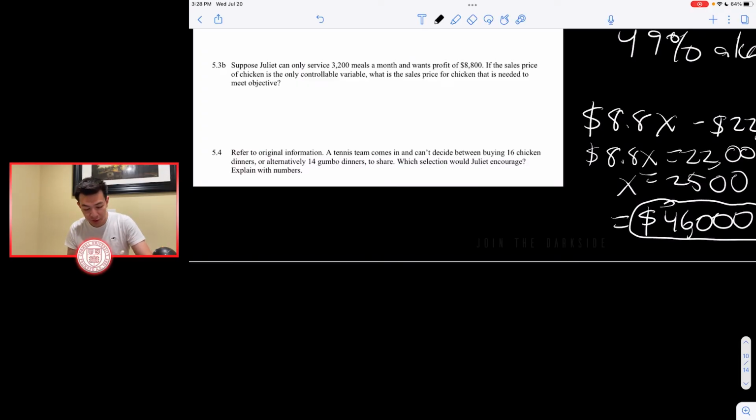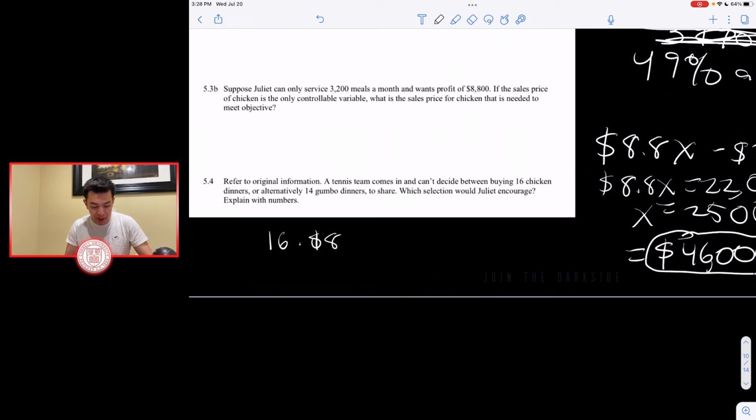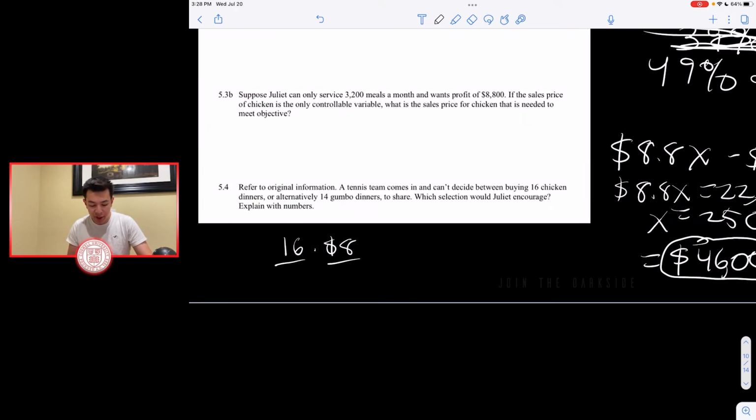So if we do 16 times 8, which I believe is the CM, right? We're taking the number of meals times CM, because CM is what ultimately contributes to profit. It's taking into account variable costs. And what we get there is 128, I believe, off the top of my head. Yep, there we go. And if we do jumbo, 14 times 10, we get $140, right?